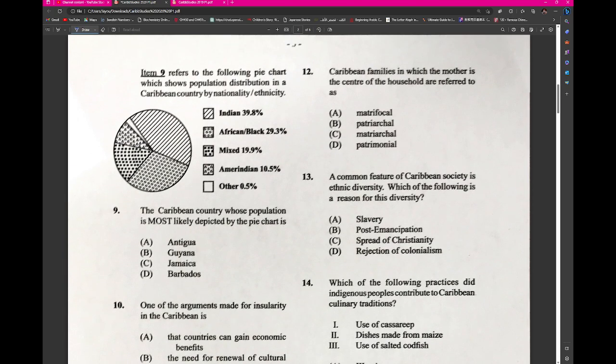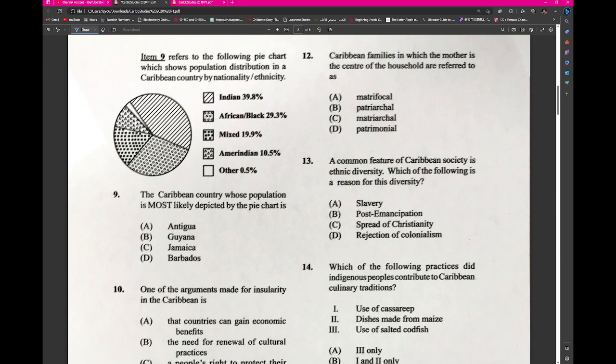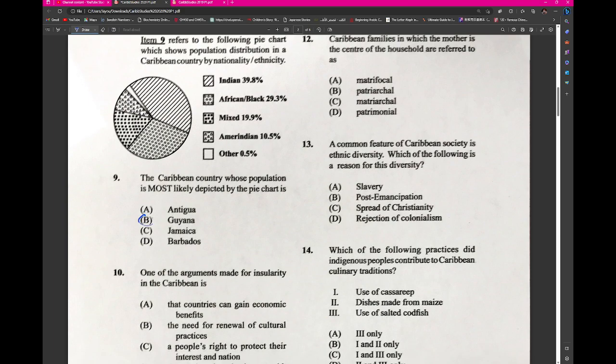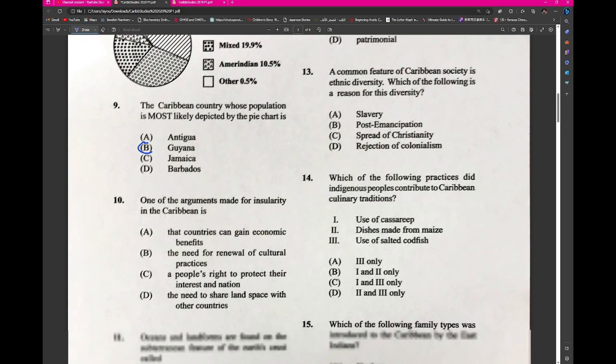Item 9 refers to the following pie chart, which shows population distribution in a Caribbean country by nationality or ethnicity. Which of the following countries whose population is most likely depicted on the pie chart? So Indian is the majority of it, so we'd go with Guyana, right? And Amerindian has a huge chunk, right?